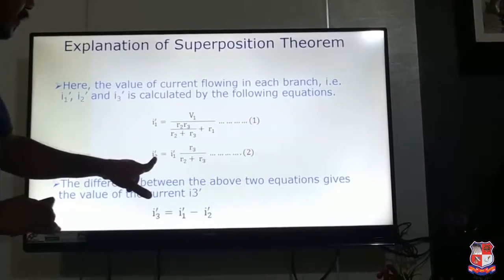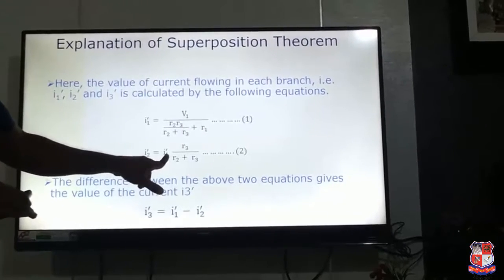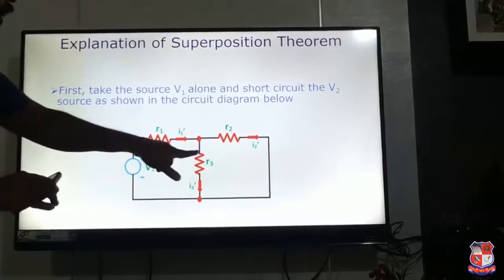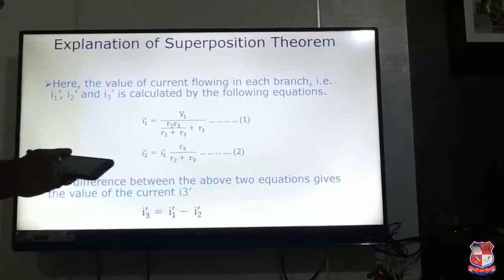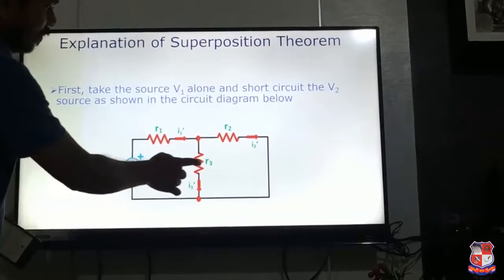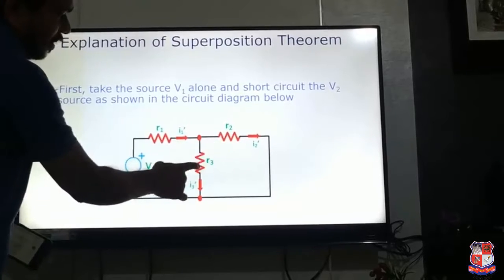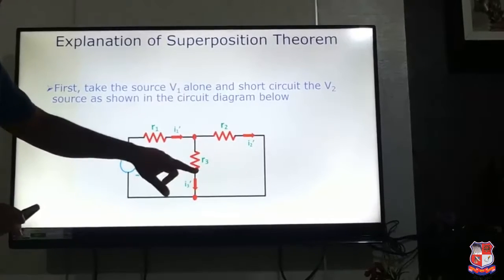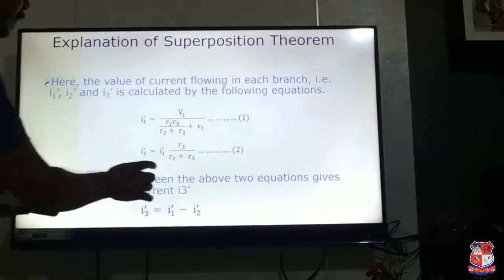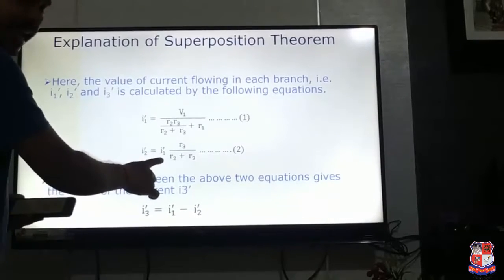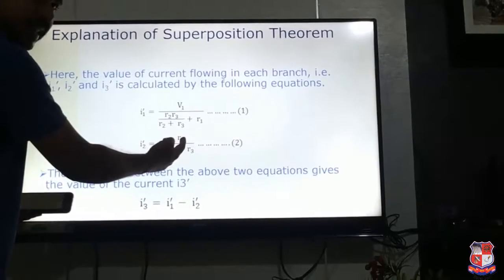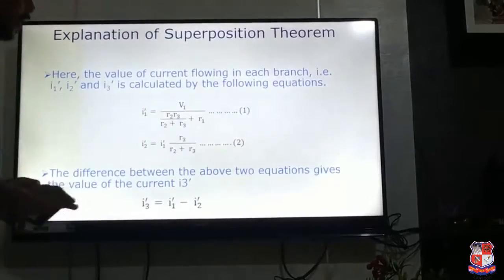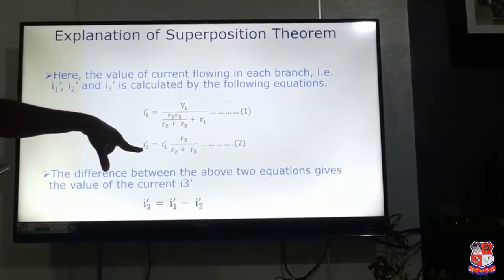Here, I1 dash is the total current flowing through this circuit, multiplied by the opposite branch resistance. Here R3 is the opposite branch resistance, so for this parallel combination it is R3 divided by the sum of these two resistances, that is R2 plus R3. So the equation becomes I2 dash is equal to the total current, that is I1 dash, multiplied by the opposite branch resistance, that is R3, divided by the sum of resistances, that is R2 plus R3. Using this formula we can calculate I2 dash.